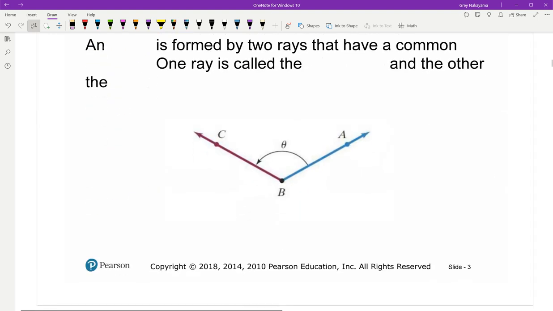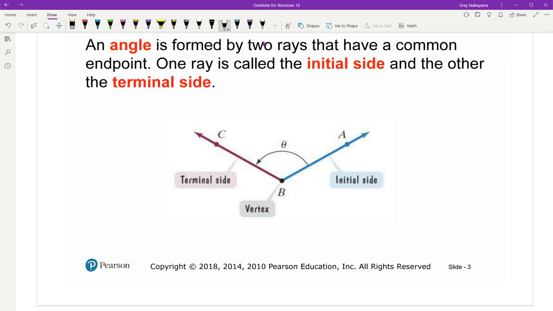So to start off with and refresh you on what an angle is. An angle is two rays that have a common endpoint. That endpoint is called the vertex. One ray is called the initial side and the other is called the terminal side. Okay, you had that in geometry and talked about it again in Algebra 2.